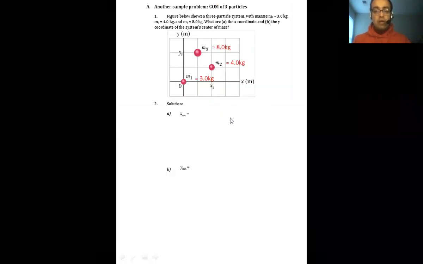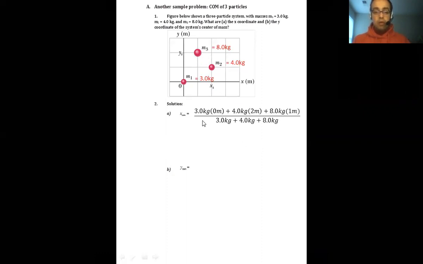All right, so let's say that we're taking a look at a three-particle system, and mass 1, which is this guy over here, has a mass of 3 kilograms. Mass 2, which is this guy over here, has a mass of 4 kilograms. And mass 3, which is this guy over here, has a mass of 8 kilograms. So it's asking us what are the x-coordinate and the y-coordinate of the system's center of mass.